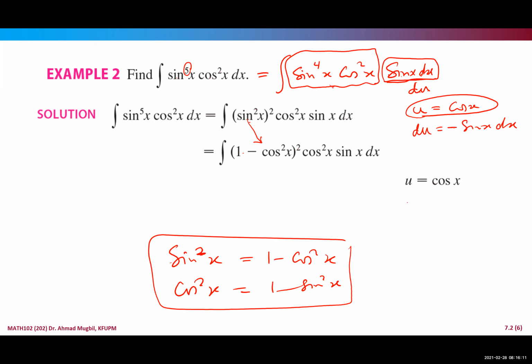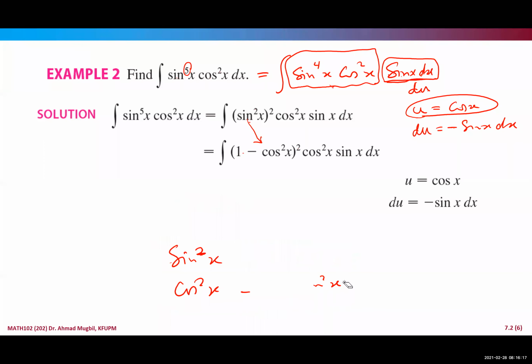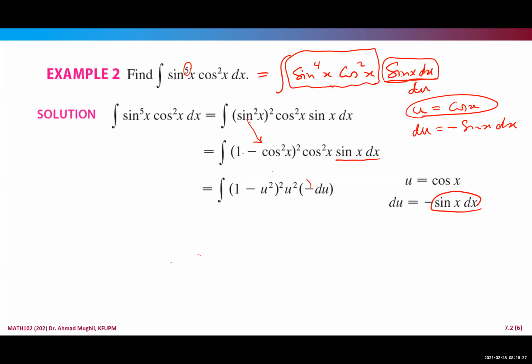But u equals cosine, then du will be, in this case, a negative sign. Be careful about the derivatives and the integrals here. It is negative sine dx. Just the negative, you can put it outside of the integral. So this negative, put it outside of the integral. And this will be 1 minus u squared, all to the power 2, times u squared.